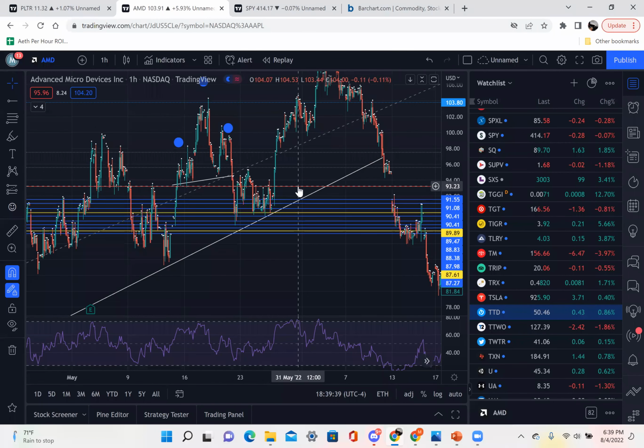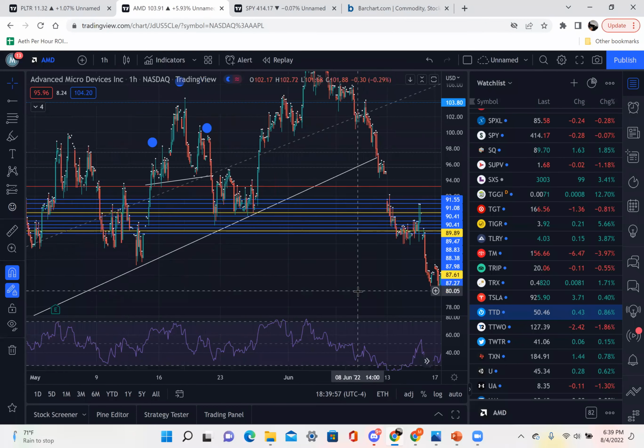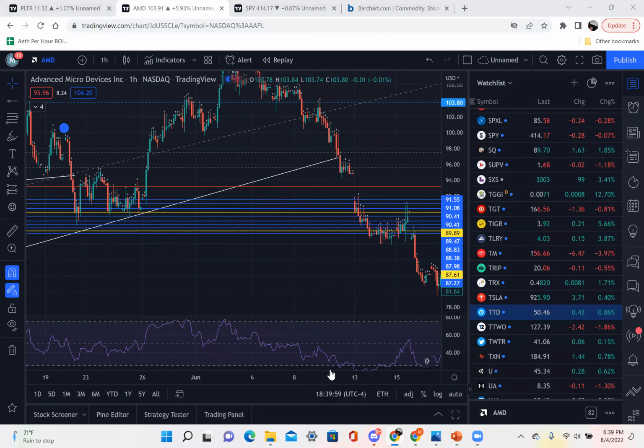So what do you do here? This is my entry point. I'm gonna use this as my entry point for puts or calls, every single time. If we reject it, let's go down. If we break it, let's go up. And then the strat's gonna tell me the top of the wicks are my take profit zones. So it just makes it easier and easier and easier.